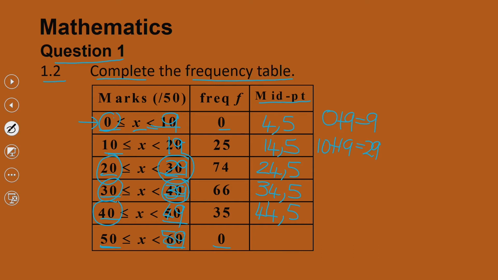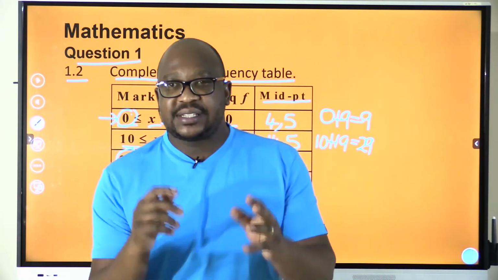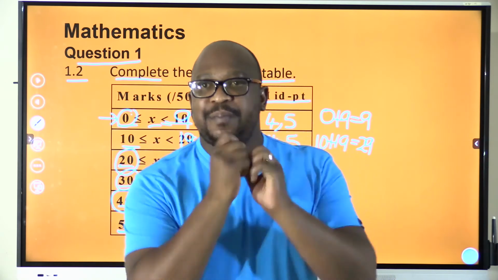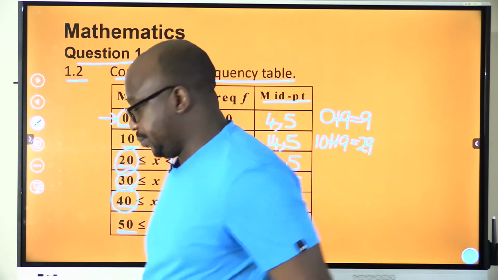59. Are you with me? Then 50 plus 59 will give me 109. We divide that by 2, and therefore it will give you 54,5. This is wonderful stuff, guys. And I'm excited to now take the information that I have and represent it on the histogram with the frequency polygon.